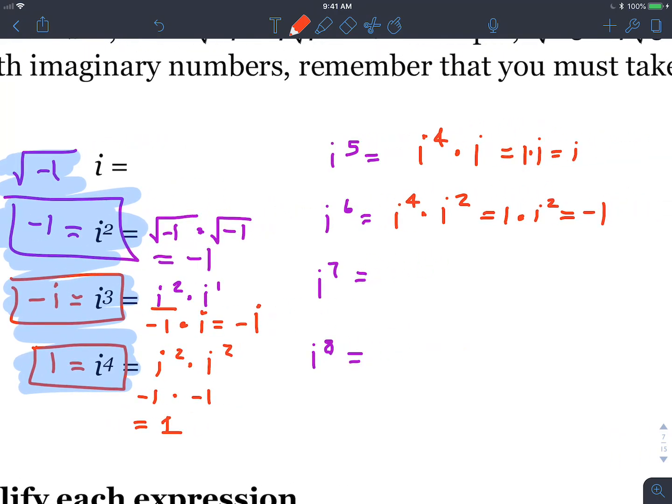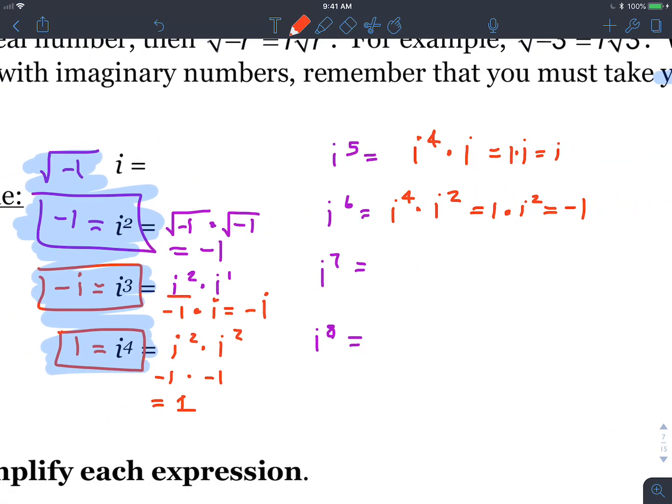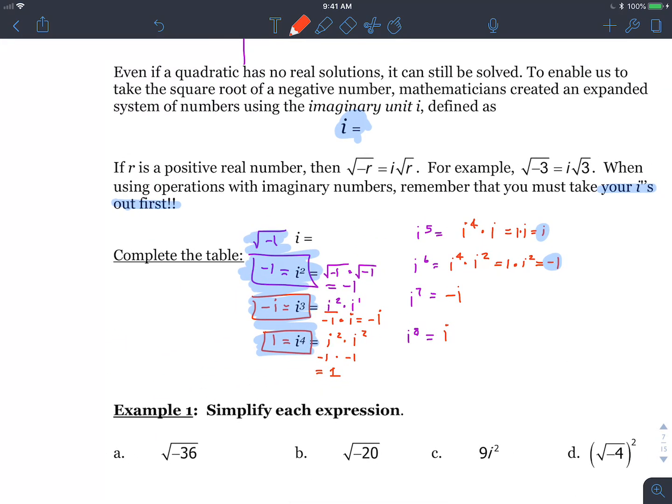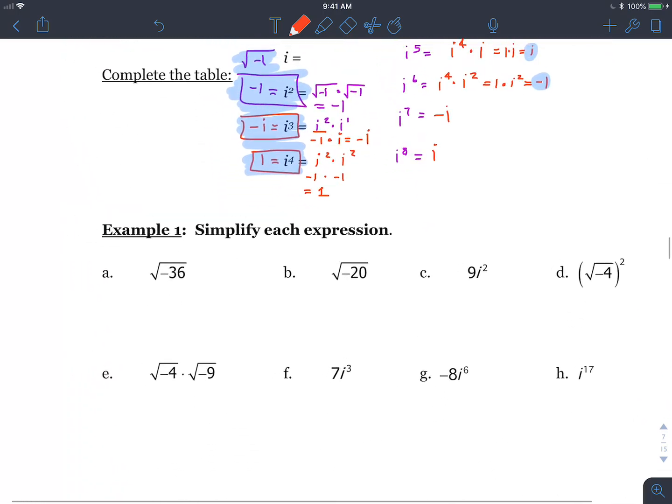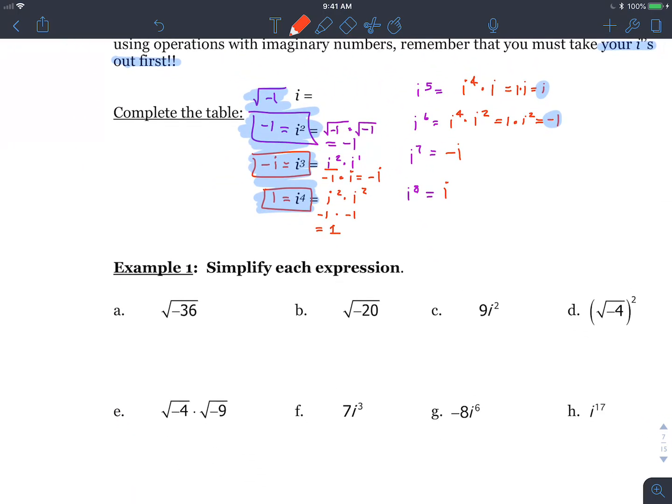So you can kind of go and cycle through the pattern here. Every 4 powers, it cycles back to the same stuff that we started out with. So I guess i to the 7th, we can say it's going to be negative i, and then i to the 8th will be positive 1 right there. That'll be kind of useful to simplify a few problems down there.